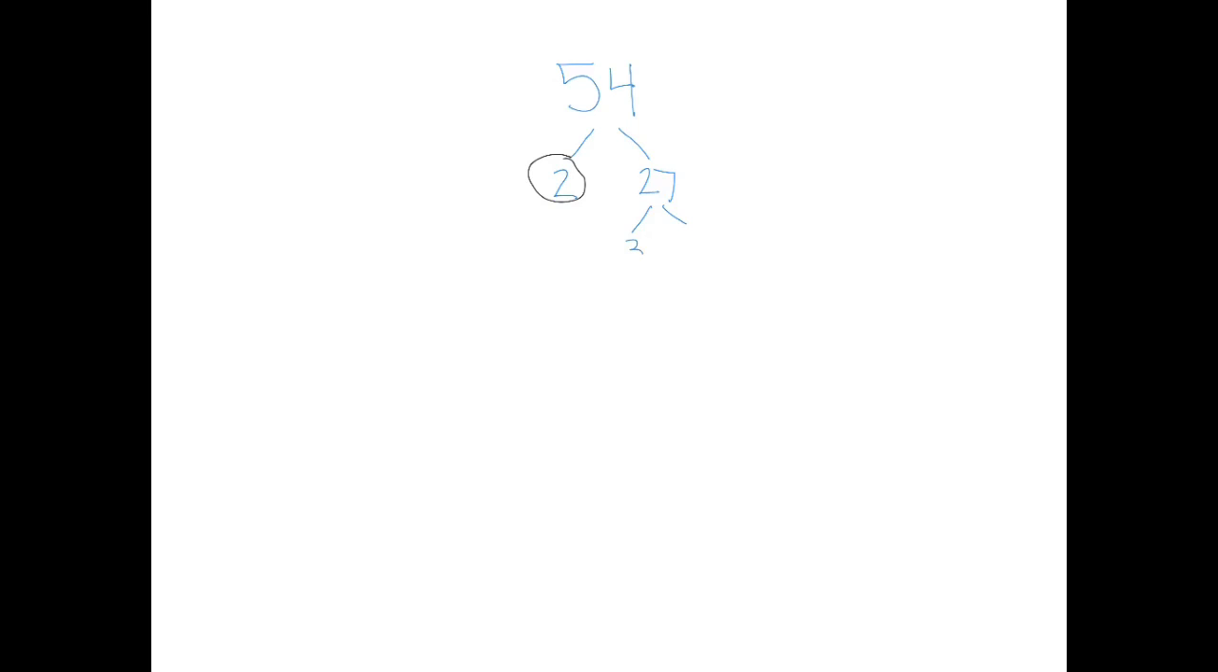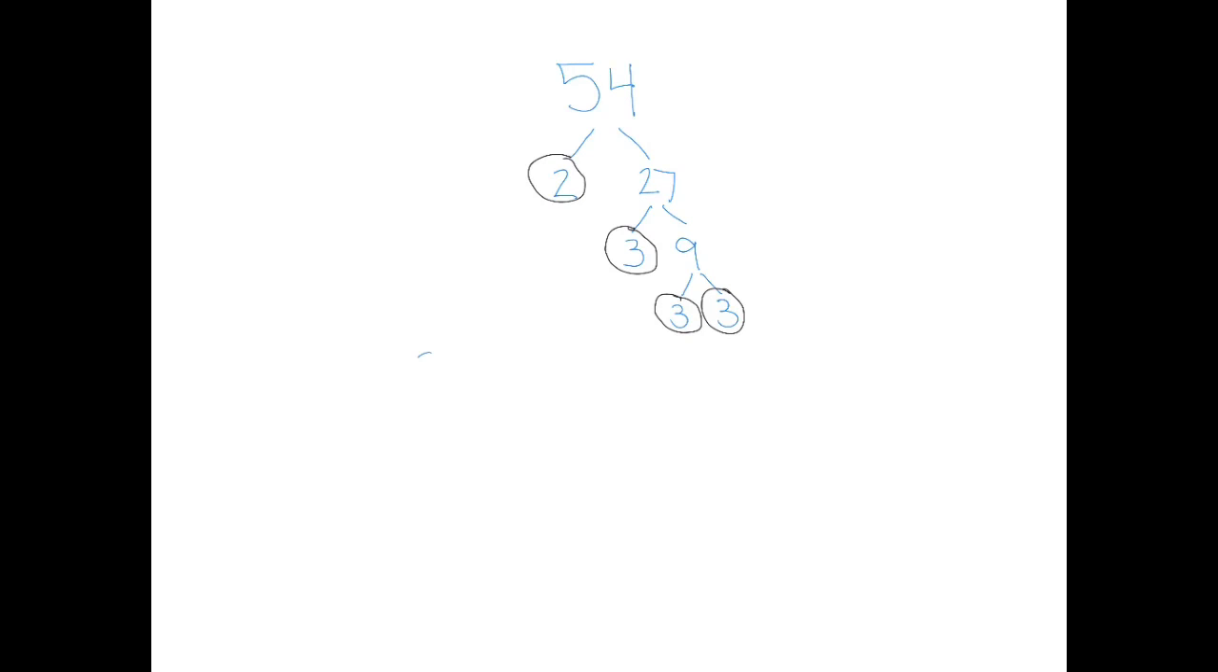I know that 3 times 9 is 27, and then I check, are either of these prime? I know my 3 is prime because the only factors of 3 are 1 and itself, but 9 is not prime. So I'm going to give that 2 branches. I know that 3 times 3 is 9. And I already found out 3 is prime, so I'm going to go ahead and circle my prime numbers.